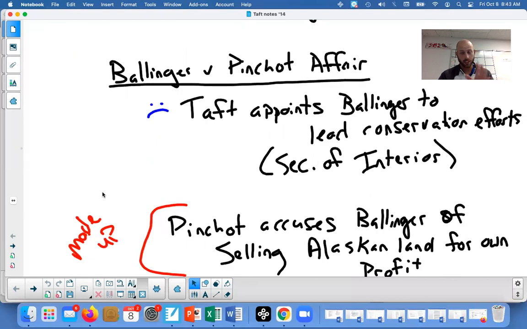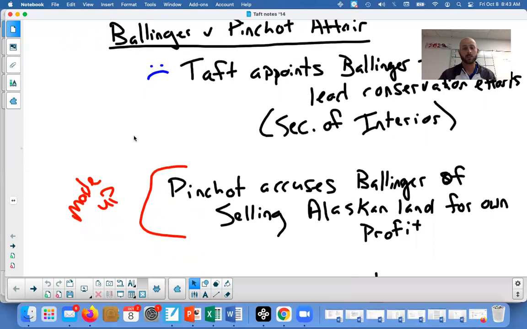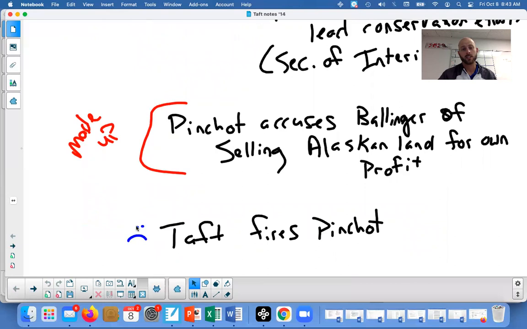He does the most mature thing. He just makes up a story of Ballinger selling land for profit, right? Which turns out to be not true. So Taft fires Pinchot for good, and again, sad Teddy Roosevelt, right? Doesn't agree with the way Taft is handling the conservation efforts, okay?